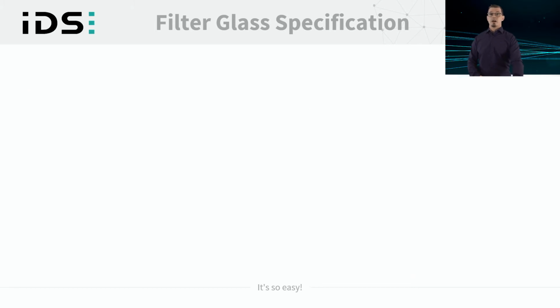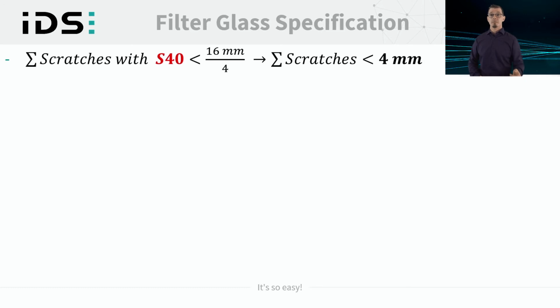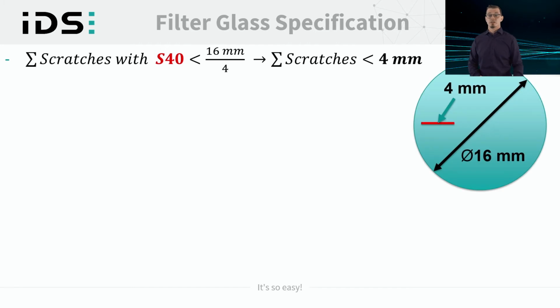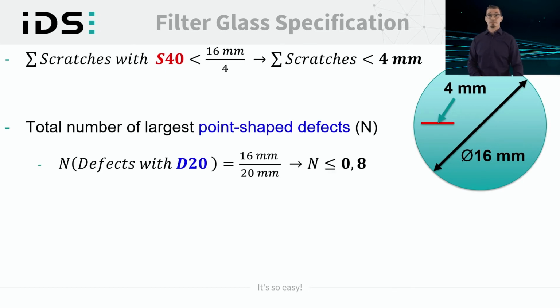The maximum allowed scratch length will be specified as follows. The sum of all scratches with a maximum scratch level of 40 shall not be bigger than 1/4 of the diameter. In our example, the sum of all scratches must be smaller than 4 mm. The total number of maximum sized point-shaped defects shall not be larger than the diameter of the used filter divided by a standard diameter of 20 mm. In our case, only 0.8 defects are allowed.